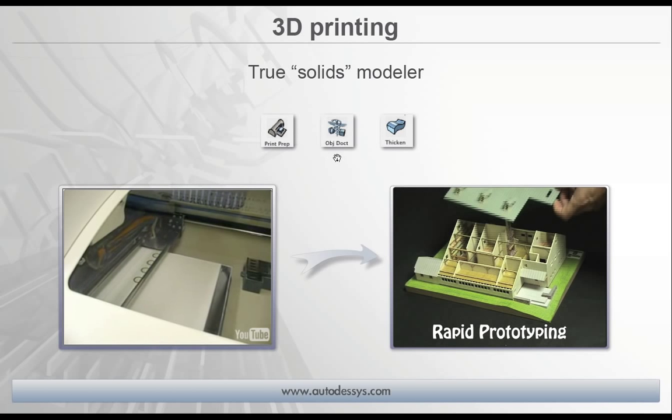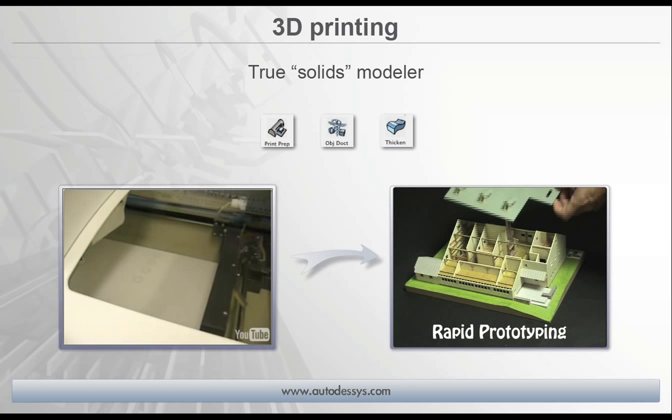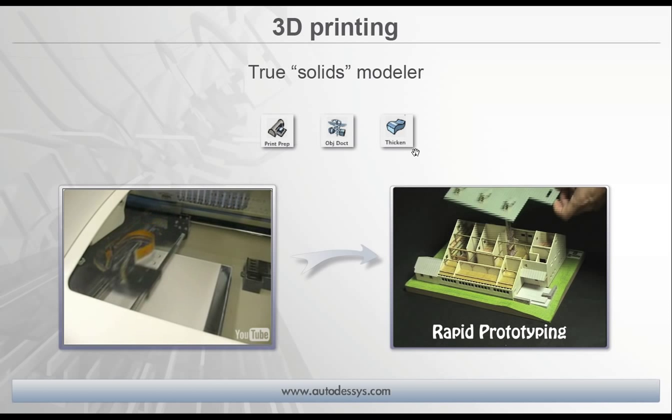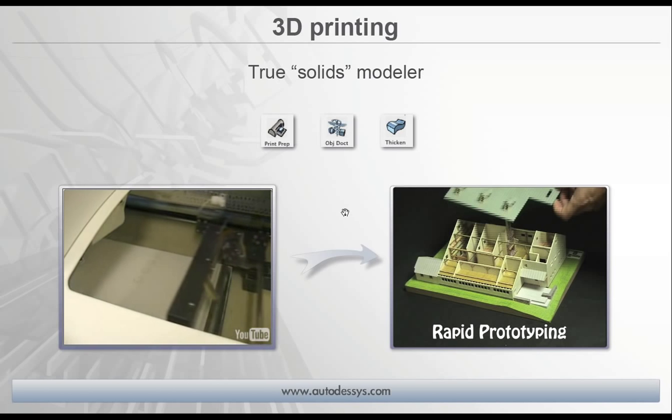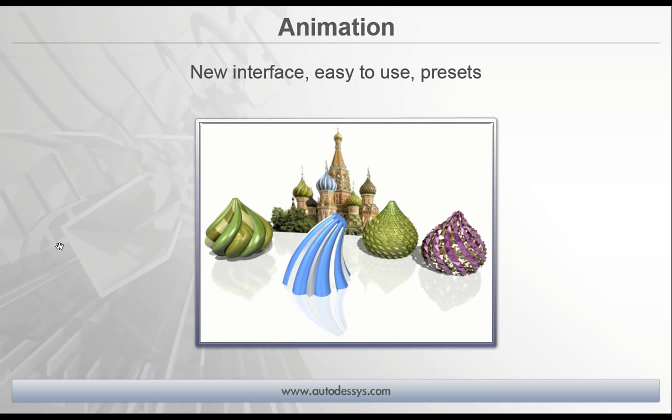There's an object doctor that can heal any irregularities that may exist if you're bringing in geometry from some other program. There's also a thicken tool because with the complex geometry that can be created with a NURBS tool, sometimes the stuff is surface information, and so you can easily thicken or shell any type of surface object into a solid object, which will then be understood by the 3D printing process because it has to be solids to 3D print it.